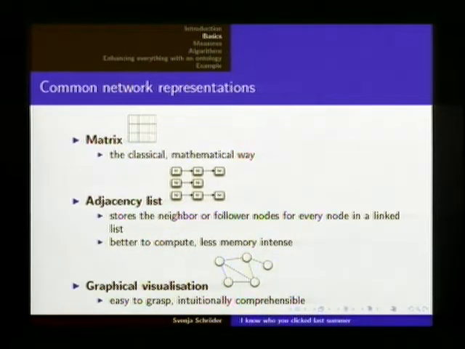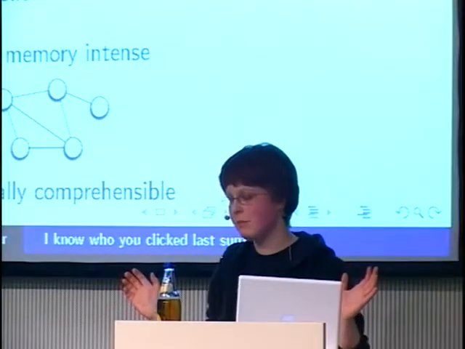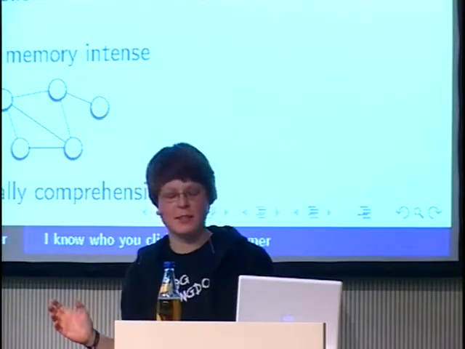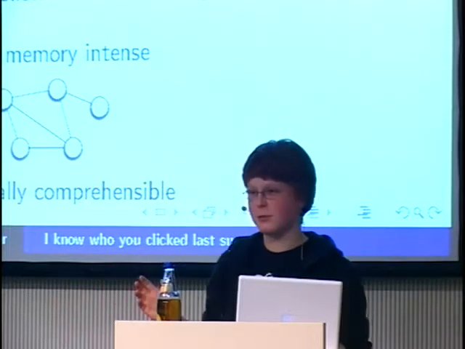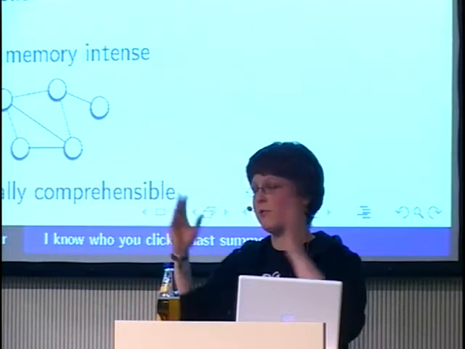And there's, of course, the graphical visualization, which is easy to grasp and intuitively comprehensible, because you can see in a network who is linked with whom, and you don't have to scroll through a large matrix to guess who is linked with whom. But it also has some limitations, because if you imagine a network with 500 people, it's not even intuitive to grasp, because it's too big.